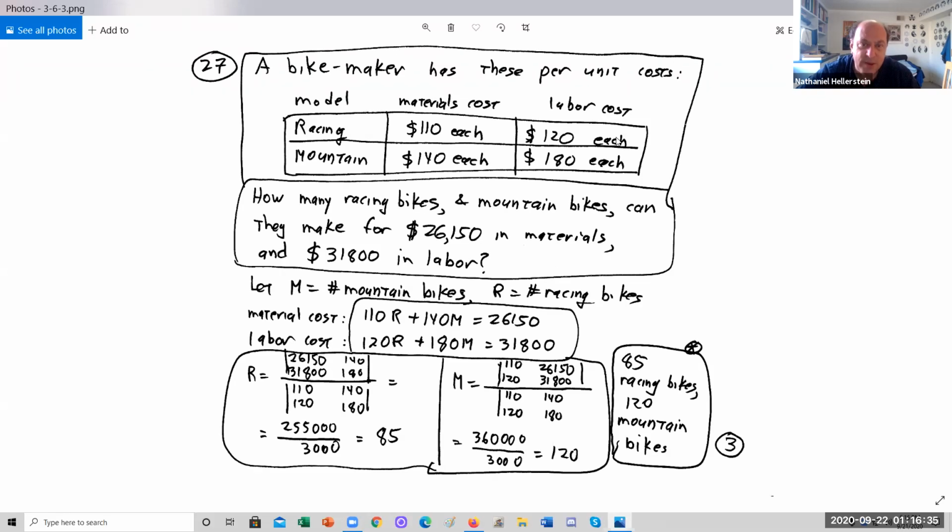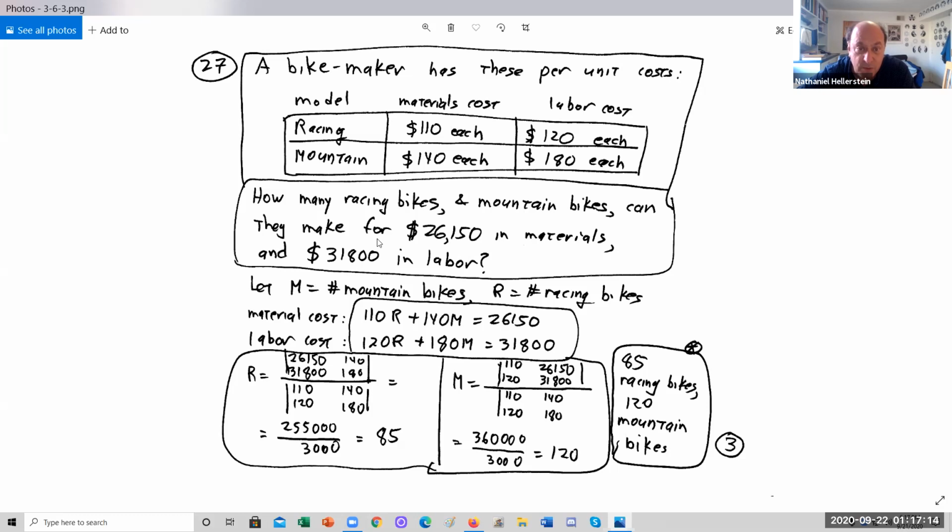And here we have unit costs and labor costs. There's a racing and a mountain bike model they make. Materials cost for the racing bike is $110 each. For the mountain bike, it's $140 each. The labor cost for the racing bike is $120 each. For the mountain bike, it's $180 each. How many racing bikes and mountain bikes can the bike maker make for $26,150 in materials and $31,800 in labor? So if they're budgeted this amount and this amount, how many of each type of bike can they make?